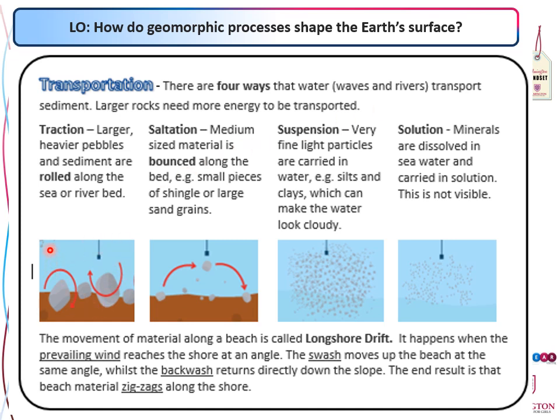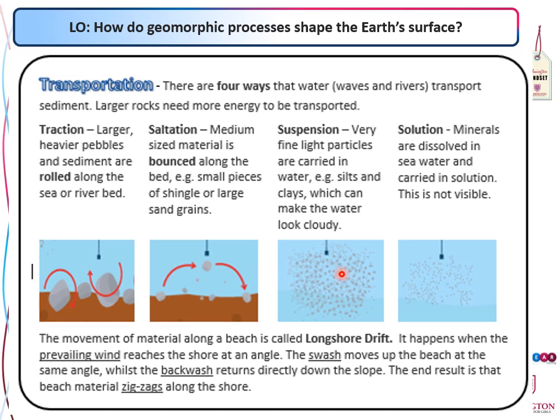Traction happens when there are pebbles or rocks that are so big they can't be lifted by river flow or waves. And so these items, these pebbles or sediment, they are rolled. So traction is when these are rolled along. Saltation is when the rocks are a bit smaller and they can be lifted and they bounce along in a river, or they might bounce along in waves.